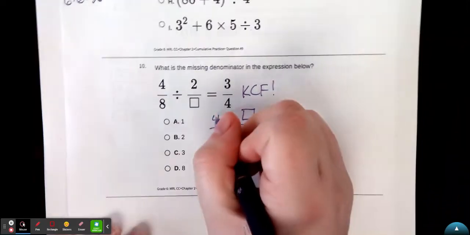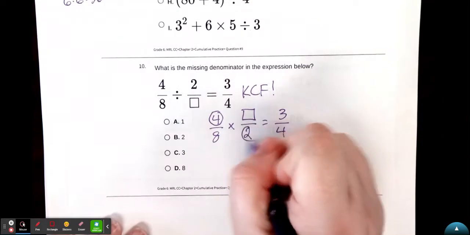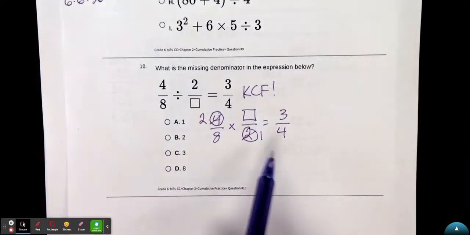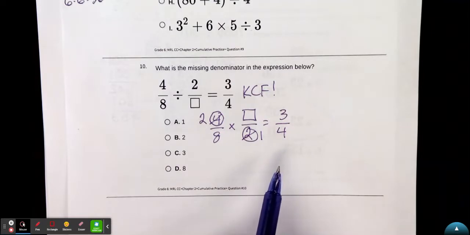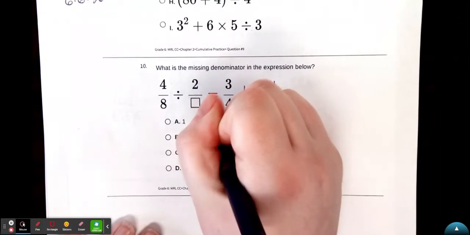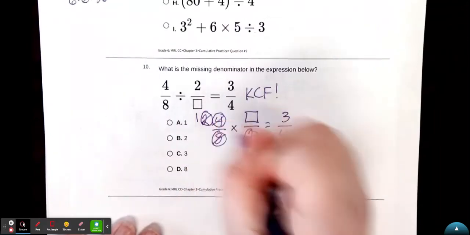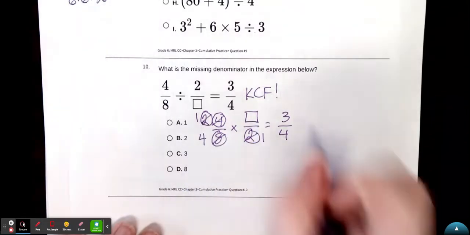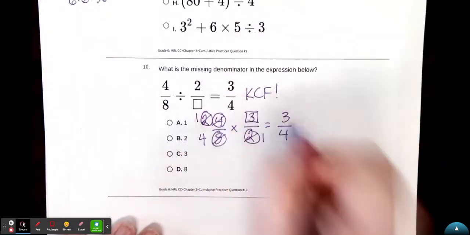Well, I know that 4 and 2 can cross cancel to be 2 and 1. And it looks like 2 and 8 can actually cancel to be 1 and 4. So now I have 1 times 4 gives us 4. So what number would I put in here? 1 times 3 gives us 3.